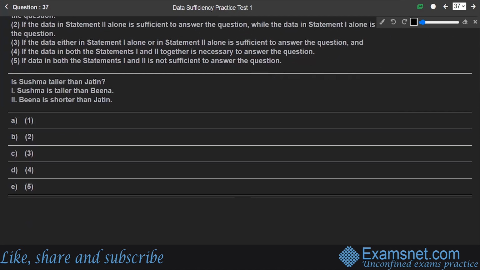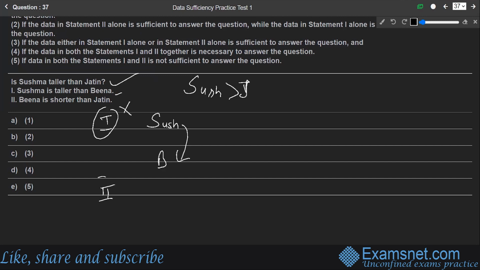Okay, now let's go for the next one. The question says, is Sushma taller than Jatin? We have to verify whether Sushma is taller than Jatin or not. The first statement is Sushma is taller than Bina. We can write it like this. But just by knowing that Sushma is taller than Bina, we cannot decide whether Sushma is taller than Jatin also. So clearly statement number one alone is not sufficient.